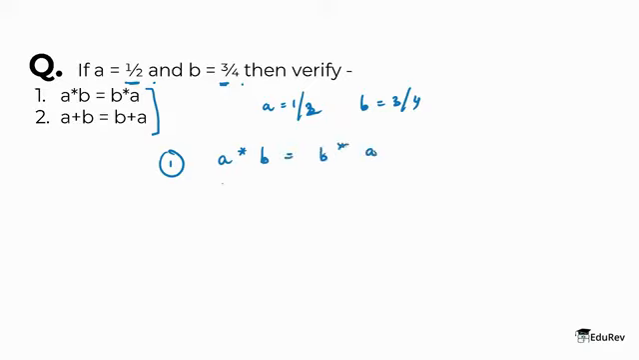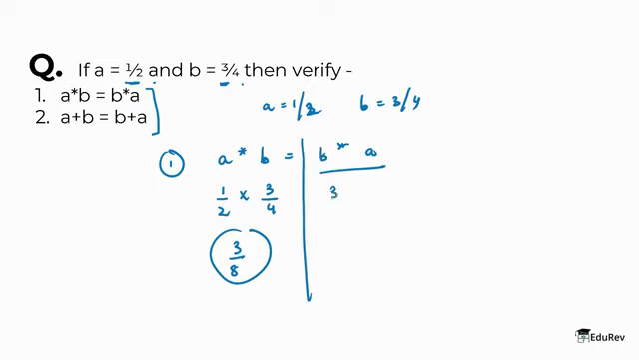Alright, so let me substitute the values. A is half, B is 3 by 4. So when I solve this, this will be 3 upon 8. Similarly, on the other side, B is 3 by 4 and A is half, so this is going to be 3 by 8. My left hand side is 3 by 8 and my right hand side is also 3 by 8. That means left hand side equals right hand side. Therefore, this equation is verified.